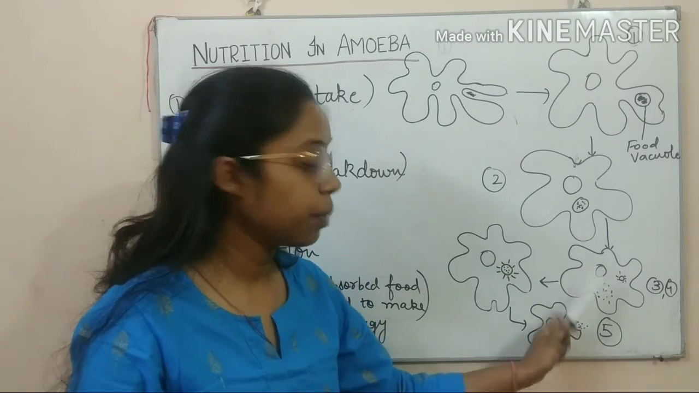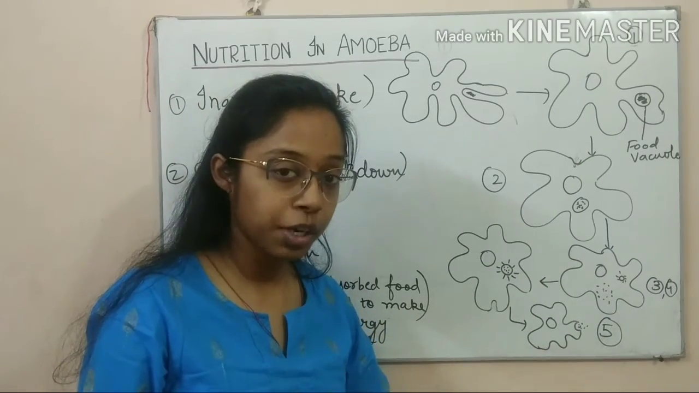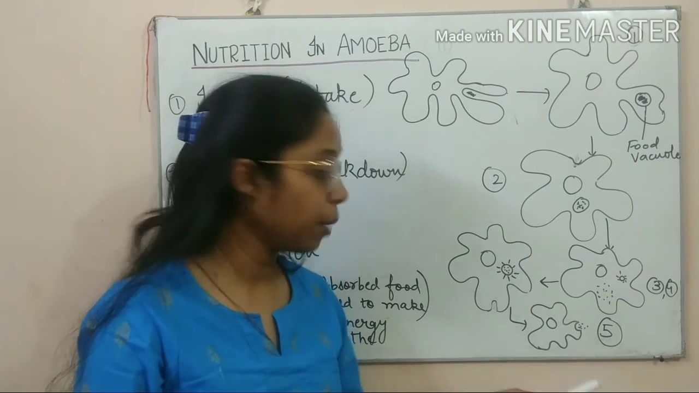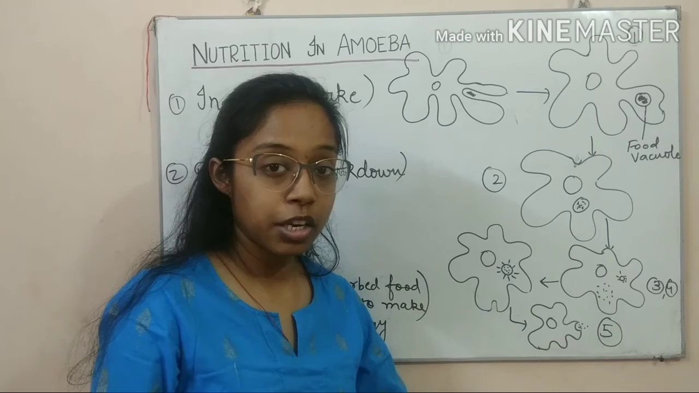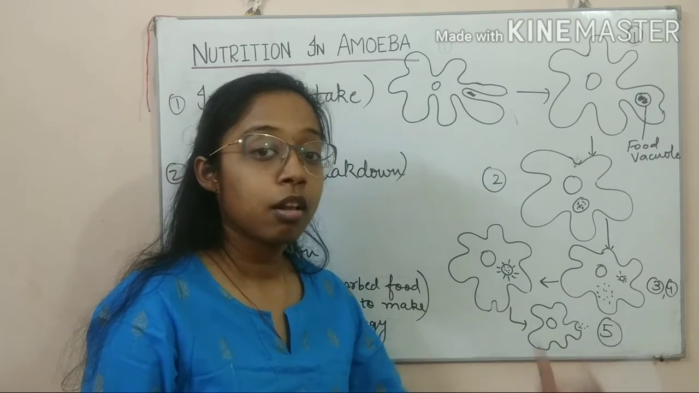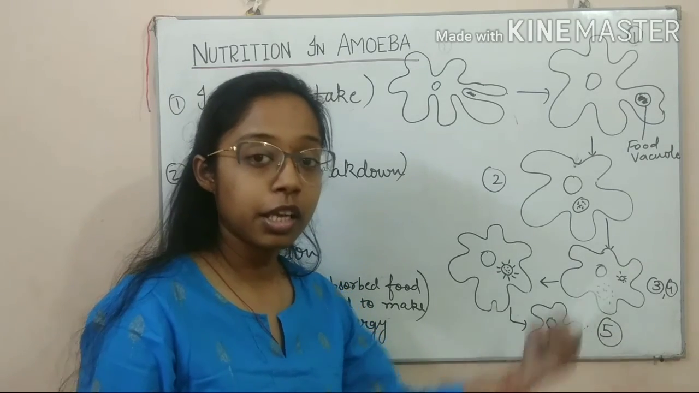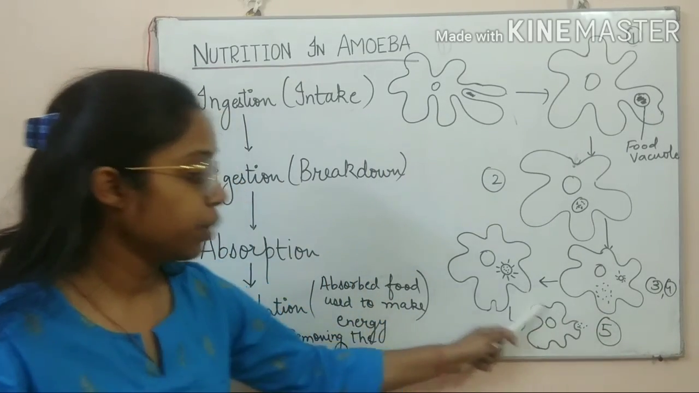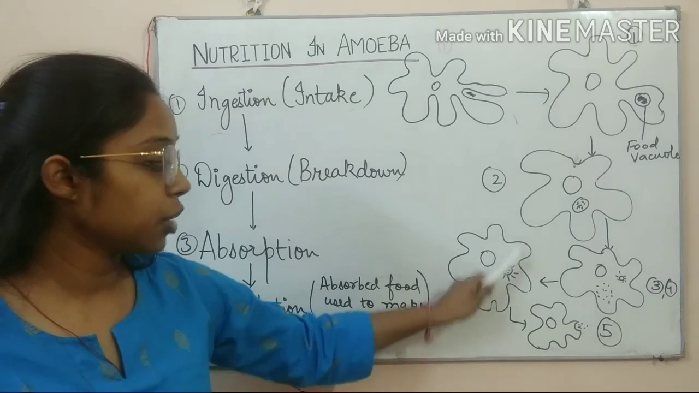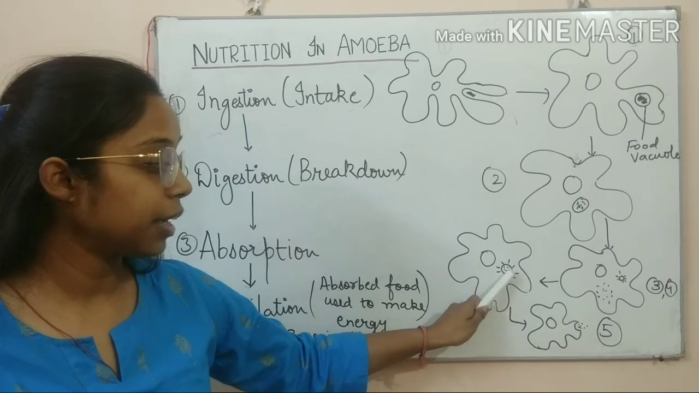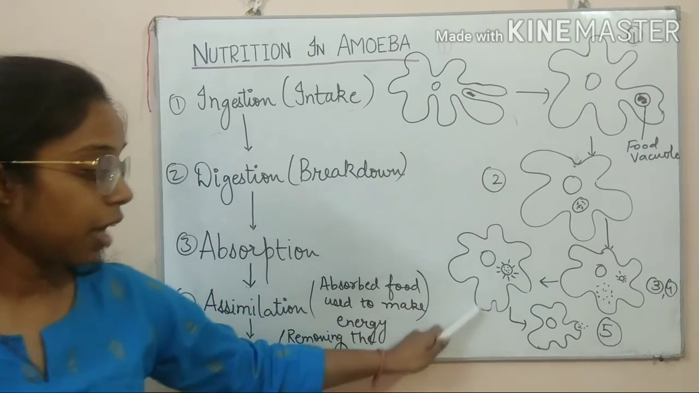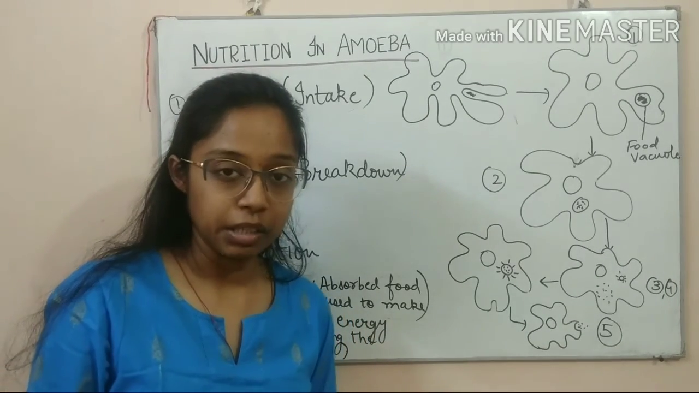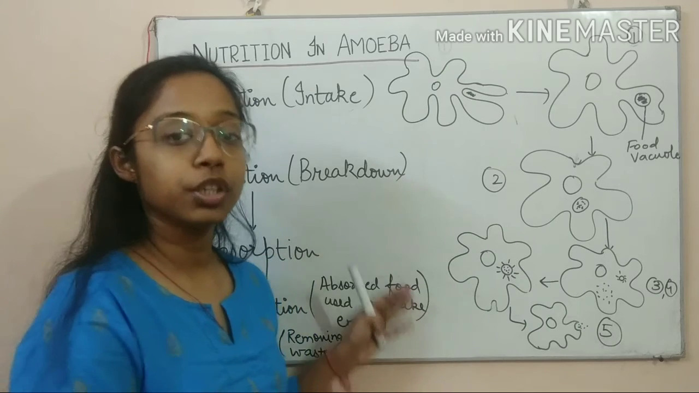After that, it will be absorbed by the amoeba's body and assimilated. That means it will be used by amoeba for energy. Energy will help the amoeba in growing its size. So, the waste material that will be produced will accumulate in the contractile vacuole and after that, amoeba will egest out the waste material. So this was nutrition in amoeba.